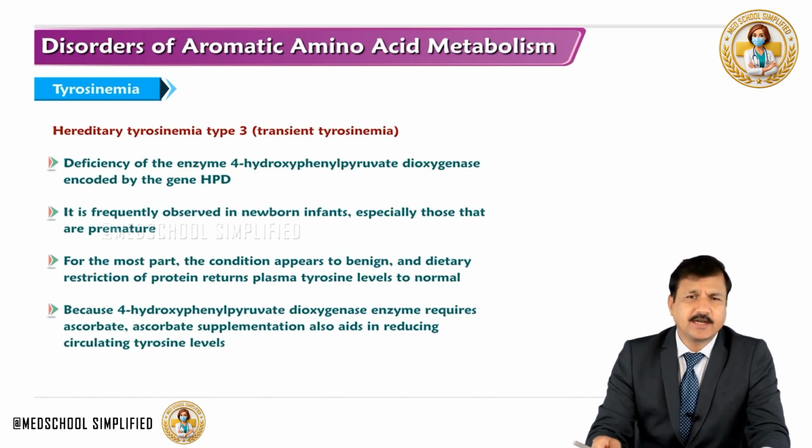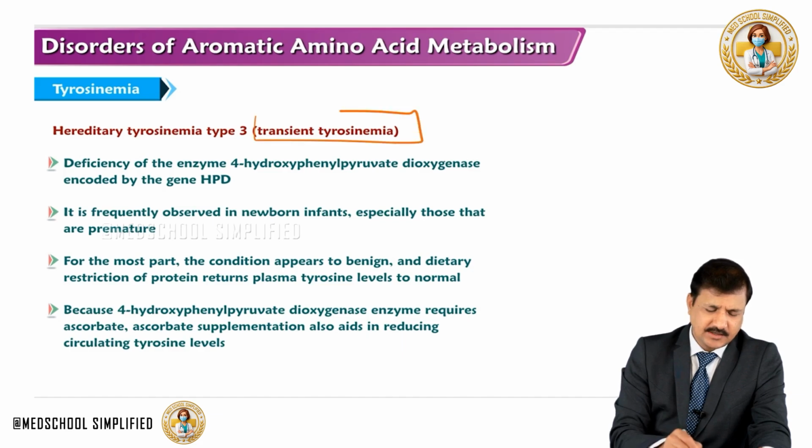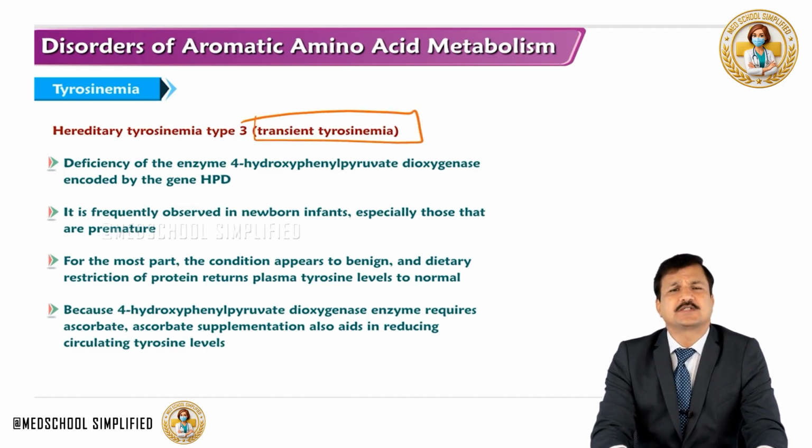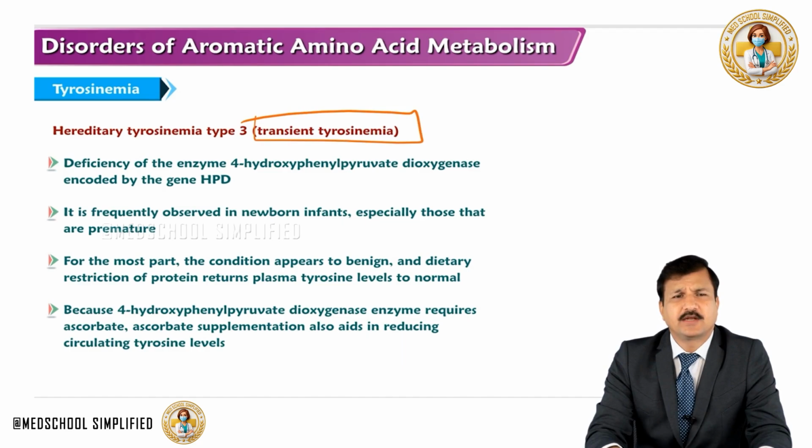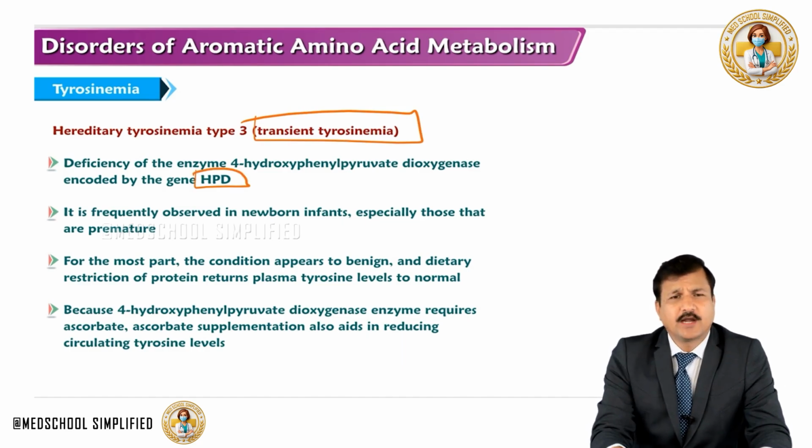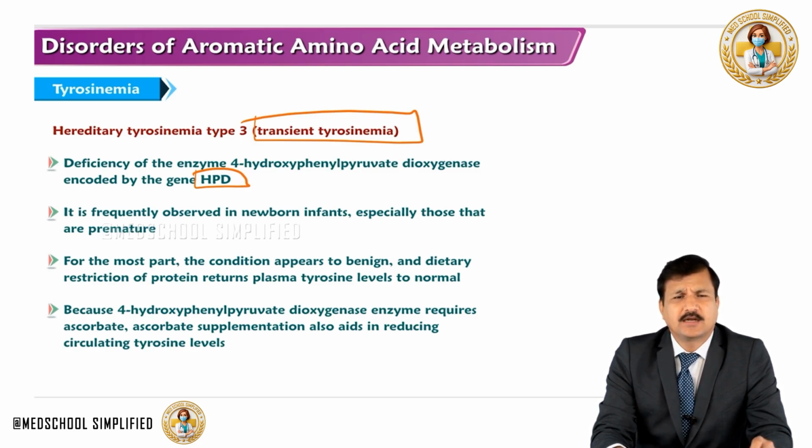Coming to hereditary tyrosinemia type 3, which is also called transient tyrosinemia, because of deficiency of the 4-hydroxyphenylpyruvate dioxygenase enzyme coded by the HPD gene. Now, it is frequently observed in newborn infants, especially those who are born prematurely. For the most part, the condition appears benign. Dietary restriction of proteins returns plasma tyrosine levels to normal.